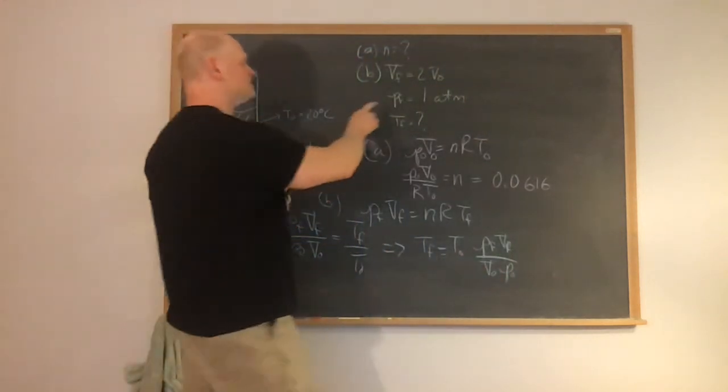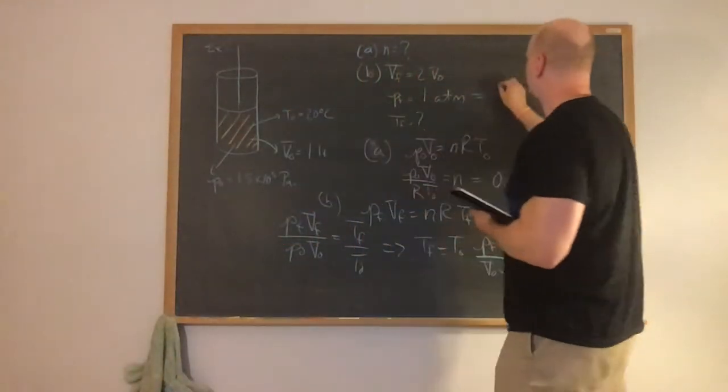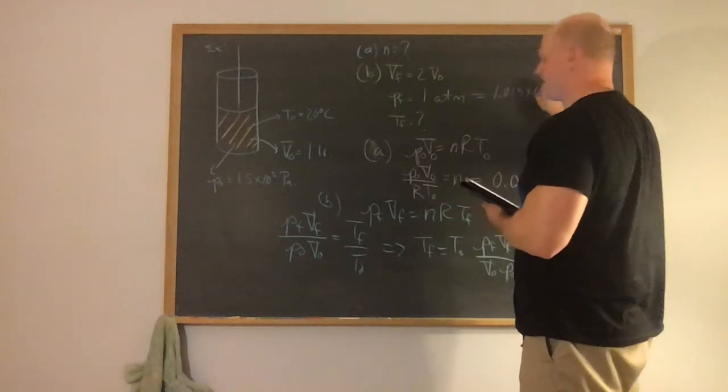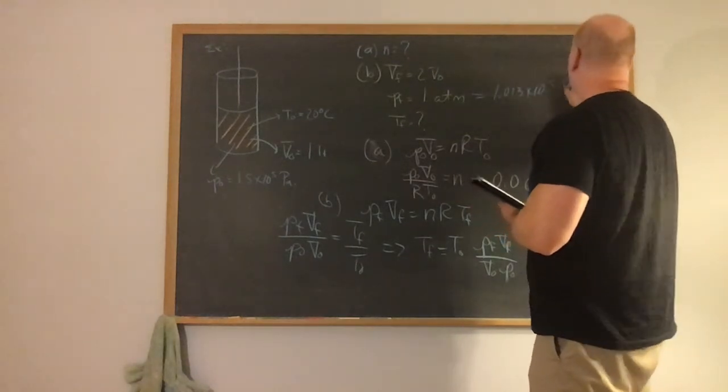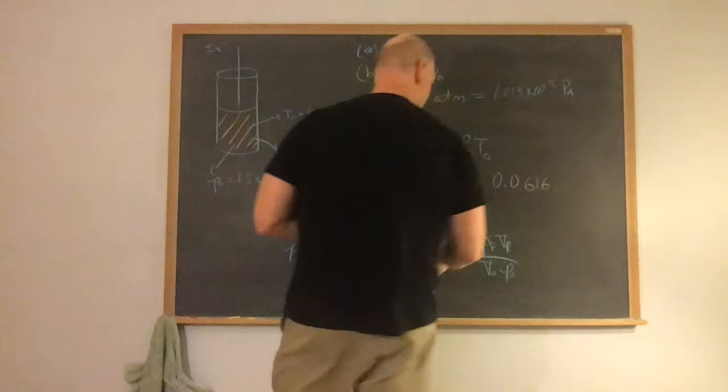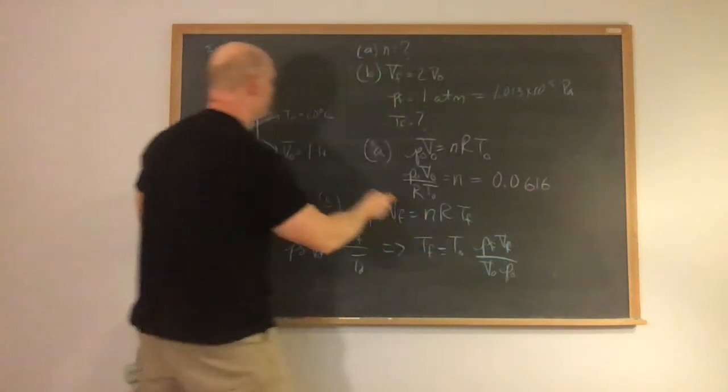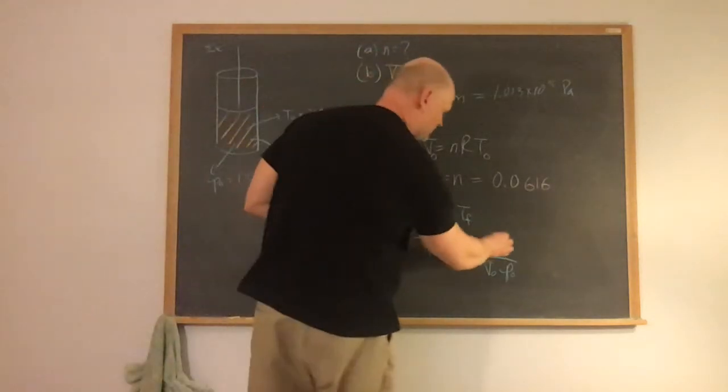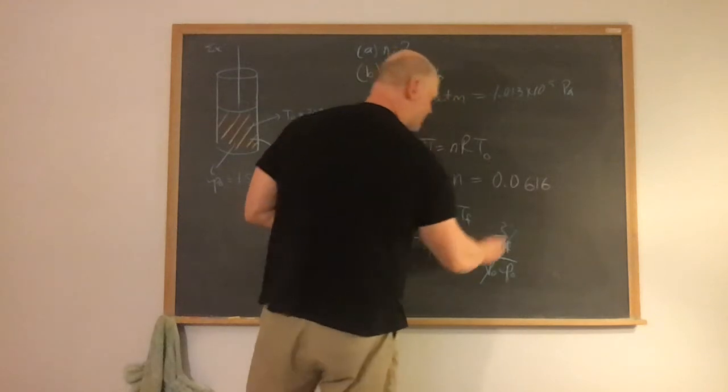Now here we know this is 1 atmosphere, but we know 1 atmosphere is 1.013 times 10 to the 5th pascals. So here we're going to use that. Here we also know that the final volume is simply twice the initial volume. So this ratio here is actually the same thing as simply 2.